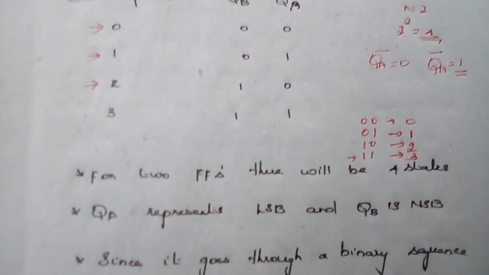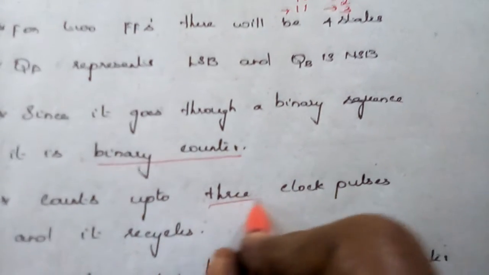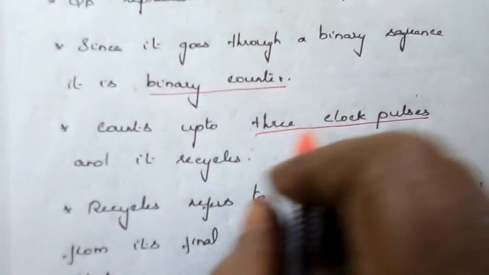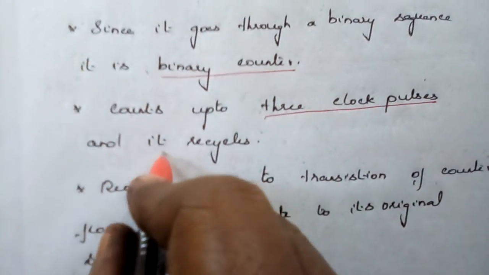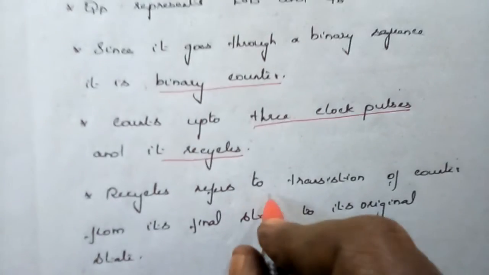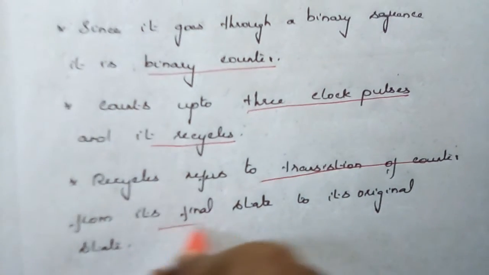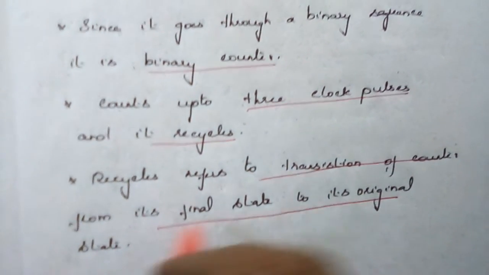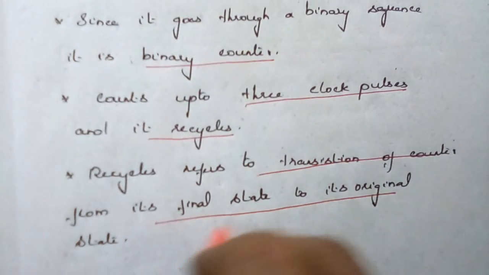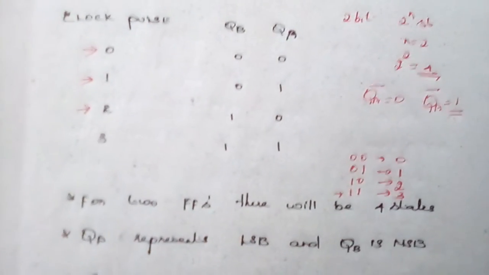So this asynchronous counter can also be used as a binary counter, right? And it counts up to 3 clock pulses. As we have discussed earlier, it counts up to 3 and it recycles. This is the term used in the case of asynchronous counters. Recycling refers to the transition of the counter from its final state to its original state. That means for the next clock pulse, automatically the counter resets, and for the next clock pulse, the counting starts.